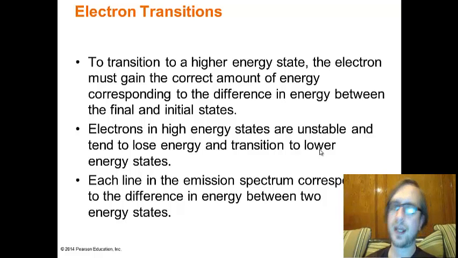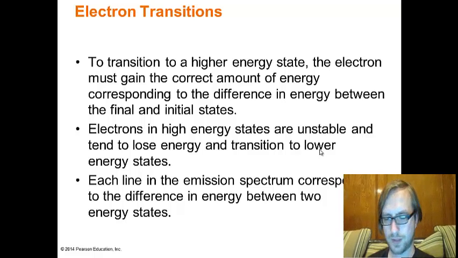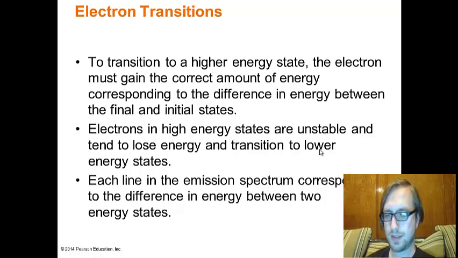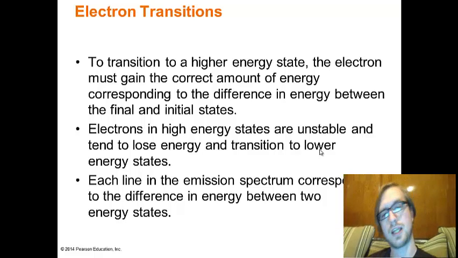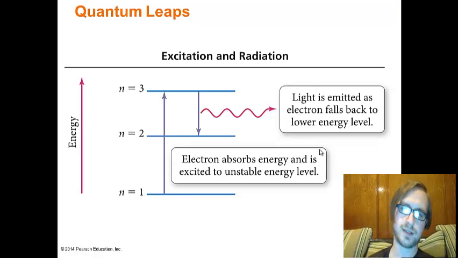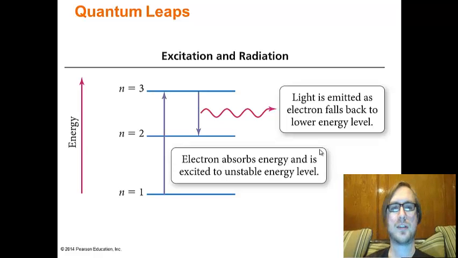Now, whenever they're in higher states, they tend to be unstable. And this should sound very familiar to all kinds of chemical explanations I'm talking about. When they're in a higher energy state, they have more energy. If it's possible for them to occupy a lower energy state, they will. They will transition to that lower energy state, and they will emit a photon. Each line in the emission spectrum corresponds to the difference in energy between two energy states. So if we go from n equals 1 up to n equals 3, we absorb that energy. If we go from 3 to 2, we emit that energy.